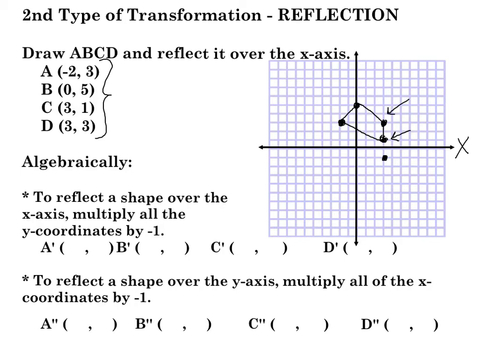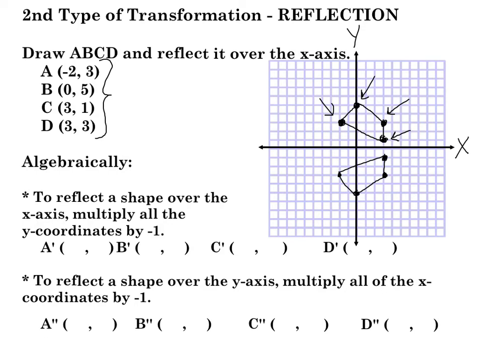This point right here is 3 above the x-axis, so we're going to go to the x-axis and count 3 below, and that's where our new point is going to be. This point right here is 5 above, so let's go 5 below. And then we have the last point, which is 3 above, so we're going to go 3 below. Once we connect our dots, you will see, Shazam! We have a reflected image of that quadrilateral. Good job.